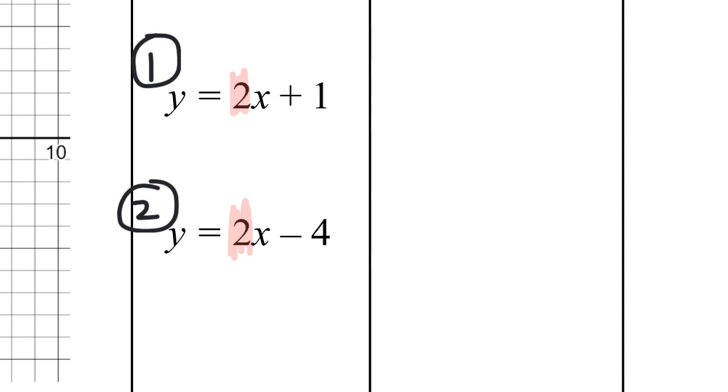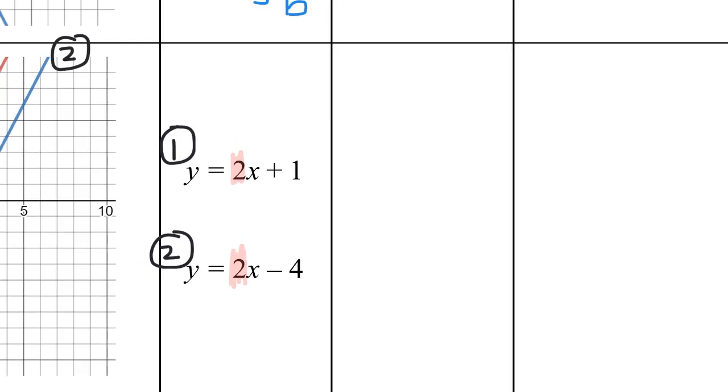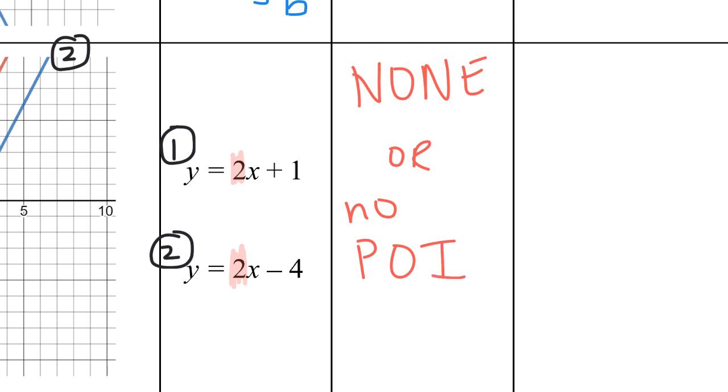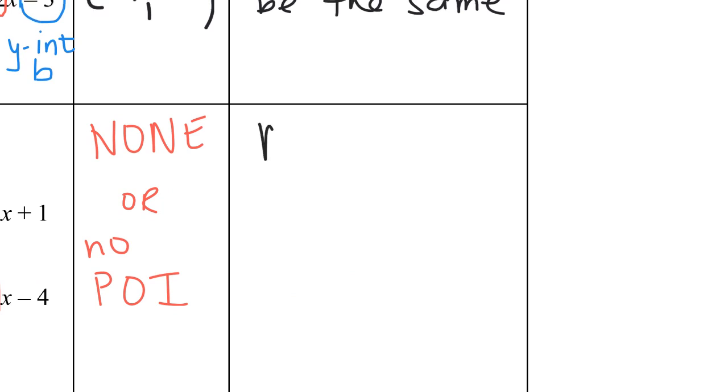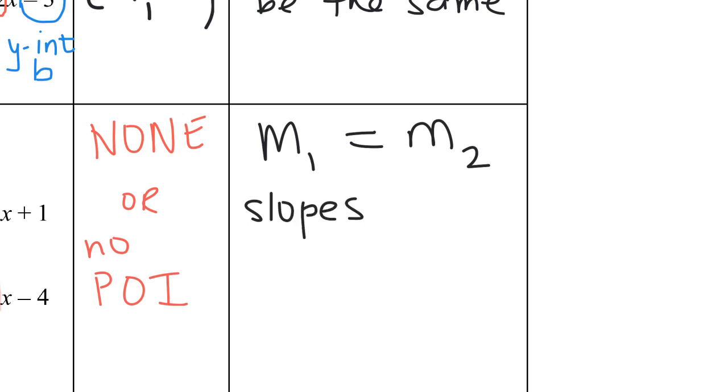I'm going to just zoom out a little bit here. So we have no solutions. Okay, there's no points of intersection. You can say no point of intersection. And the condition is that the slope in your first equation has to be equal to the slope in your second equation. So your slopes are the same.